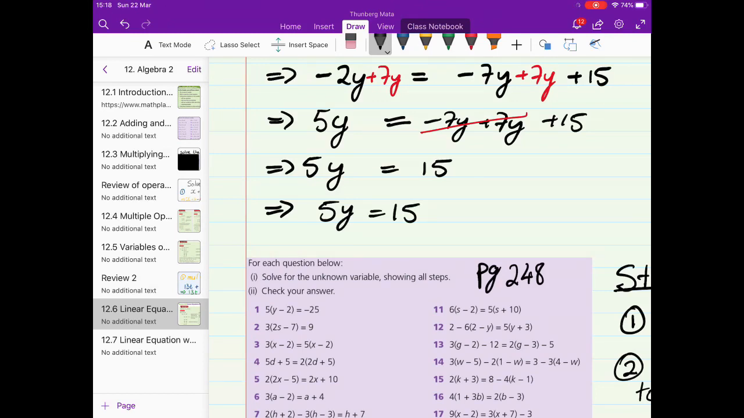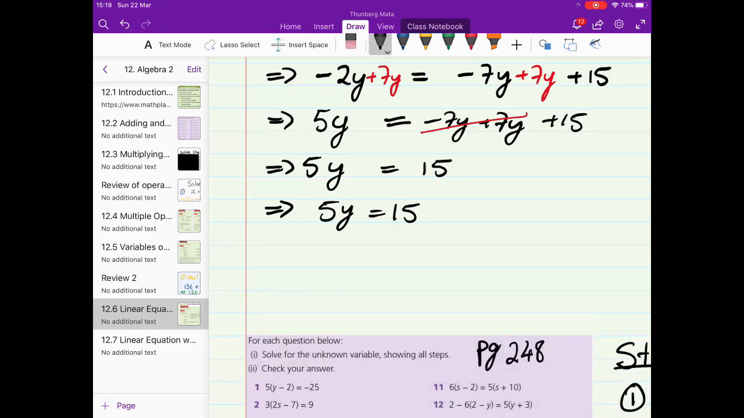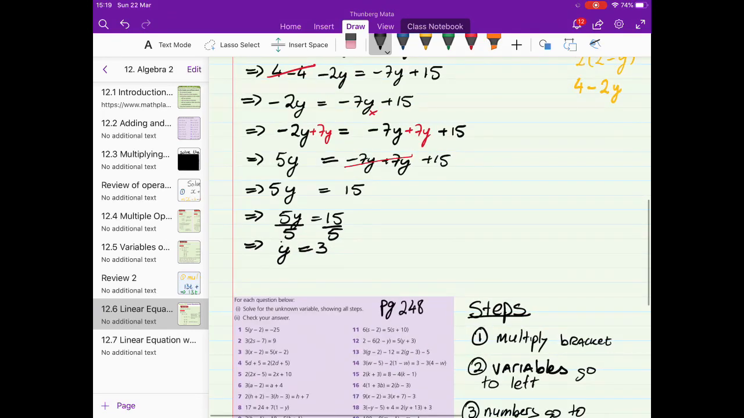Now to finish the question off fully, I'll have to say, well, 5y is equal to 15. My number in front of my variable, my coefficient of y, is 5. So in order to isolate y by itself, I'll have to say 5y divided by 5 will give me 1y. 15 divided by 5 will give me 3. So y is equal to 3.